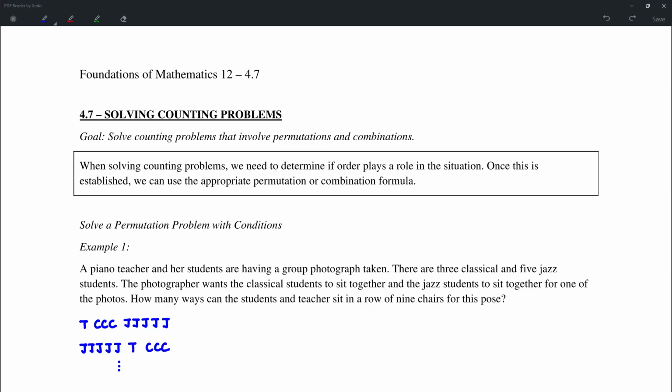So when we are solving counting problems, it is very important to establish whether or not order plays a role in the situation. If it does, then we use permutations. And we use combinations when order does not matter.